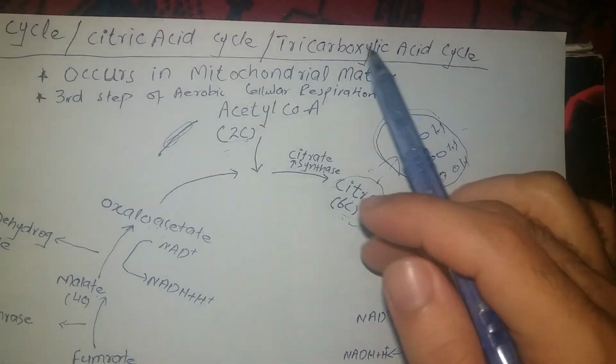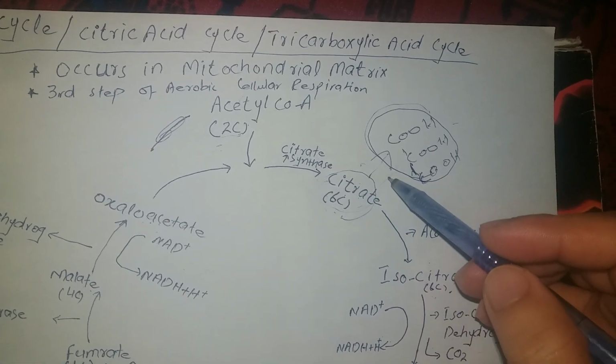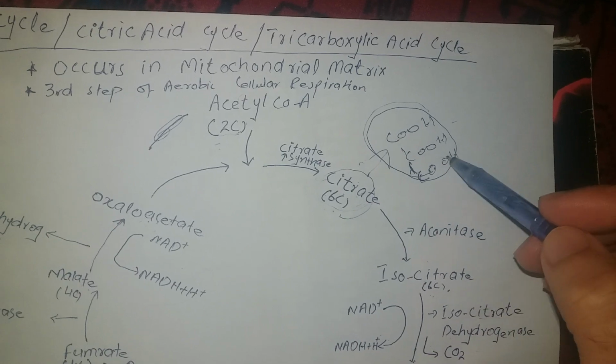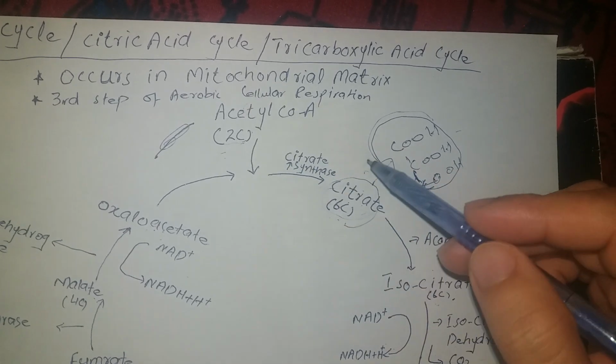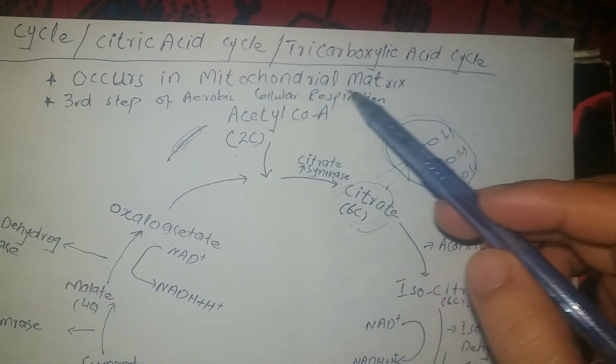It is also called tricarboxylic acid cycle because the first intermediate, citrate or citric acid, is a tricarboxylic acid. Because it contains three carboxyl groups, so it is a tricarboxylic acid. That's why this process is also called the tricarboxylic acid cycle. It occurs in the mitochondrial matrix.